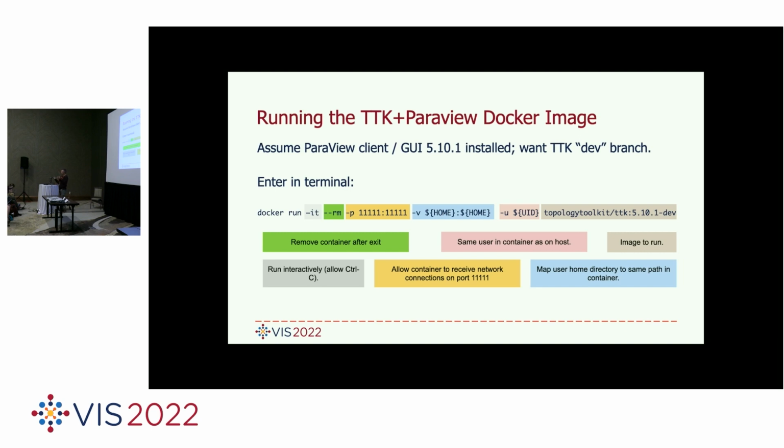You can do things like map directories from your host machine to the Docker container. You can tell it that you want to have the same user ID in the container as outside. You can tell it that it needs to open port 11111 so that the container and the GUI can communicate, and so on and so on. So at the end of the day, this seems like a bit of a magic invocation, but you can just use the convenience script or just copy and paste this, and it usually works.